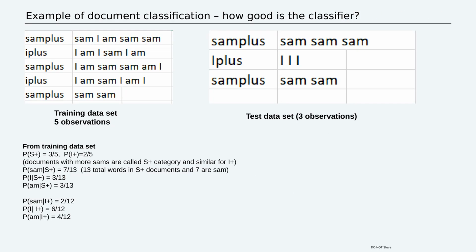In this example, we have 5 documents in the training set and 3 in the test set. This is a very small example, and only good for understanding how to classify a document as one of 2 categories, SAM+ or I+. So from the training data set, we compute the probability that a document is SAM+, that is 3 out of 5 documents. Also, we can compute the probability of a word SAM, given that the document is from SAM+. We find that there are a total of 13 words in SAM+ documents, and 7 of them are the word SAM. Similarly, we compute all other probabilities.